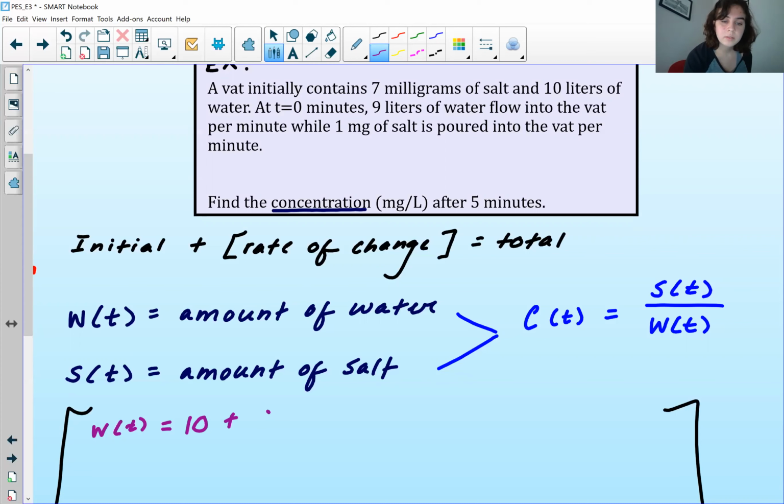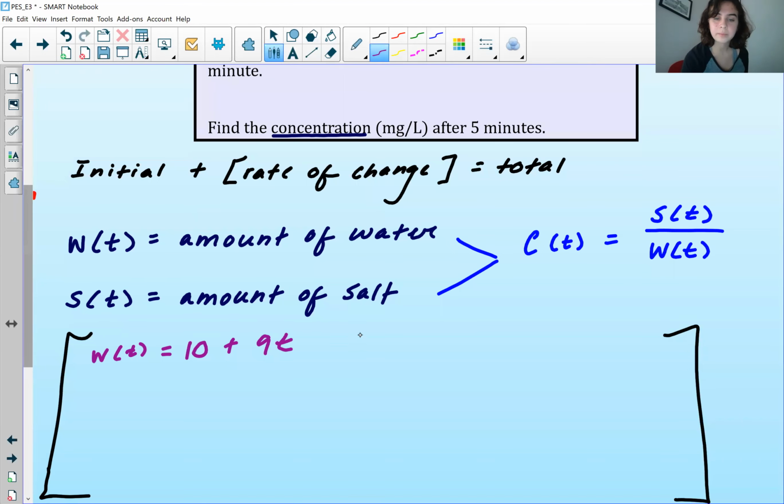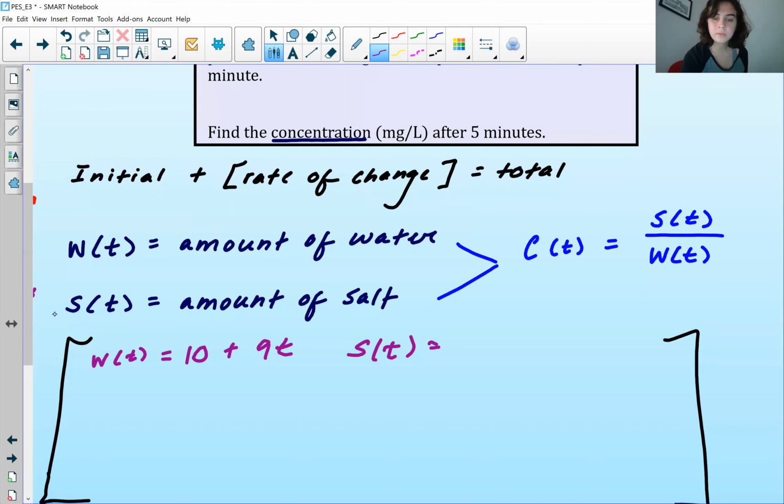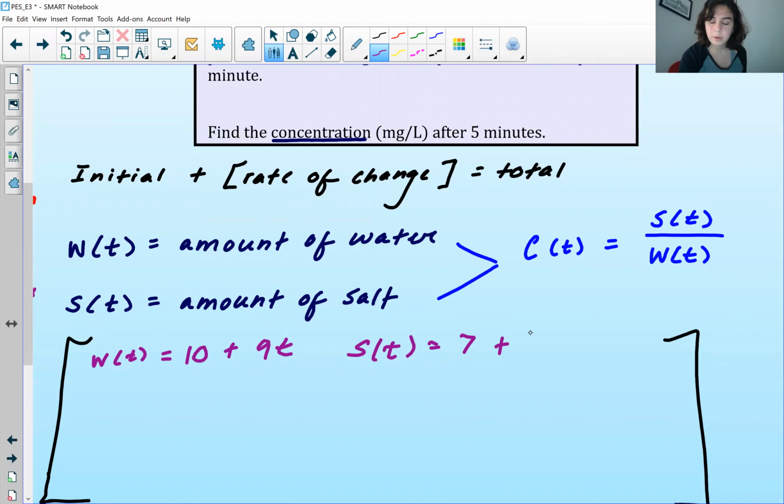So we're going to add 9t, and then every minute that we plug into our water function, it's going to give us the total amount of water we have. All right, so we have that. Then we also want to model the amount of salt we have. So we start with our initial value, which was 7 milligrams. And then we are adding 1 milligram of salt every minute. So you probably guessed we're going to add 1t, which is just t.